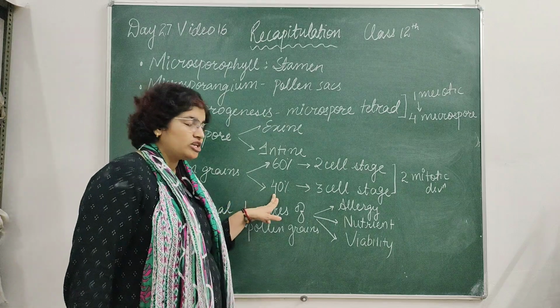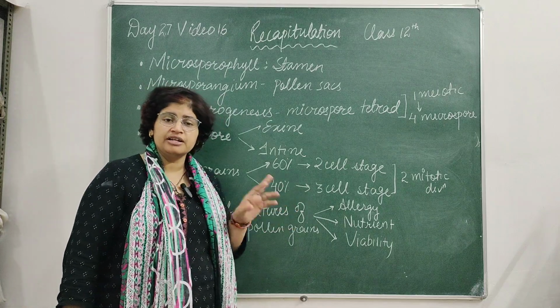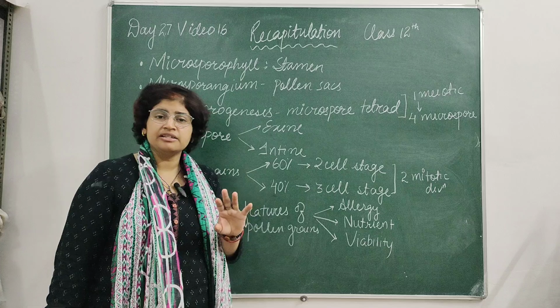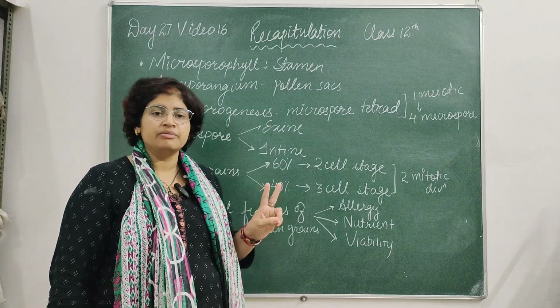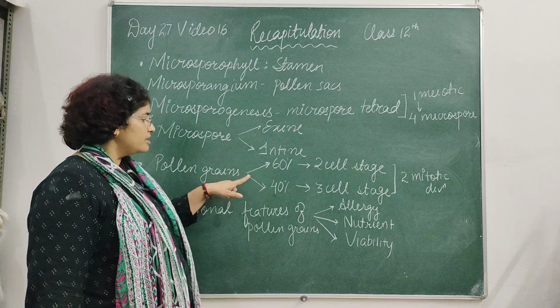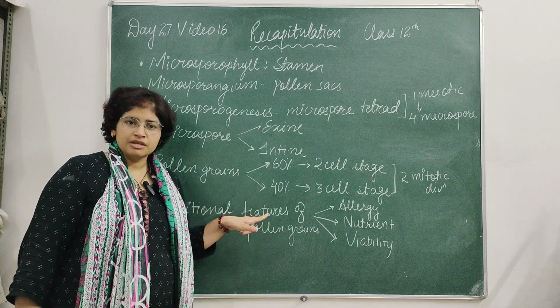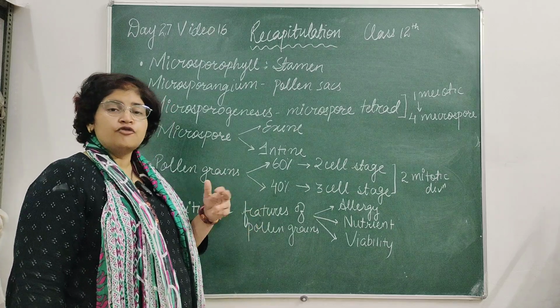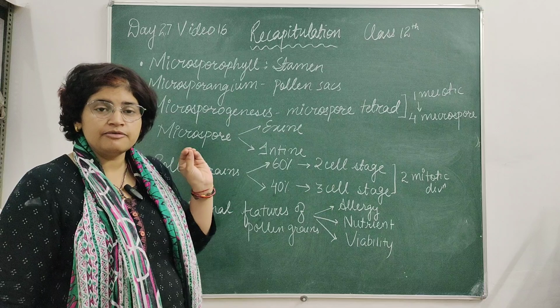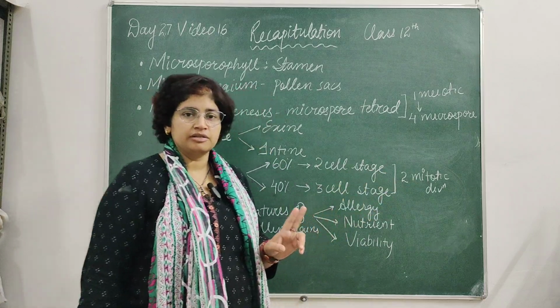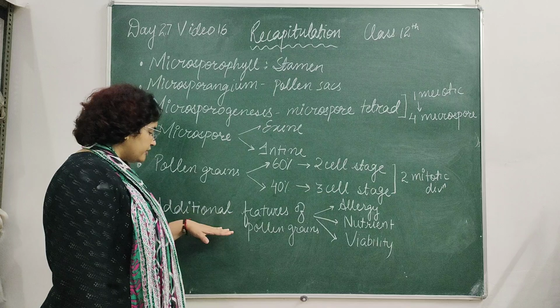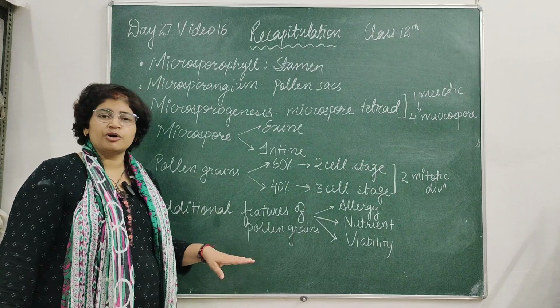In 40% of angiosperms, they are shed at the three cell stage, which contains one vegetative cell and two male gametes. So for the formation of a mature pollen grain that moves into the female gametophyte, they perform two mitotic divisions.